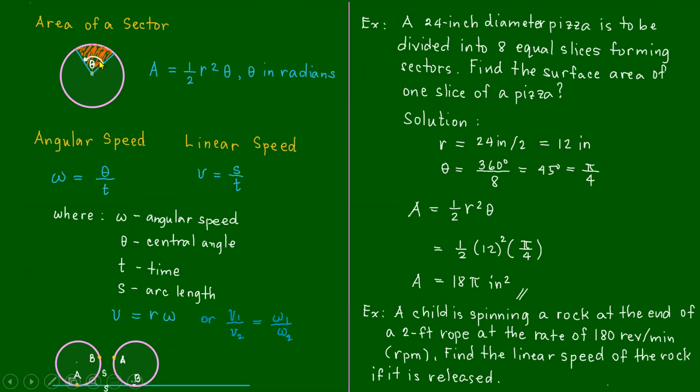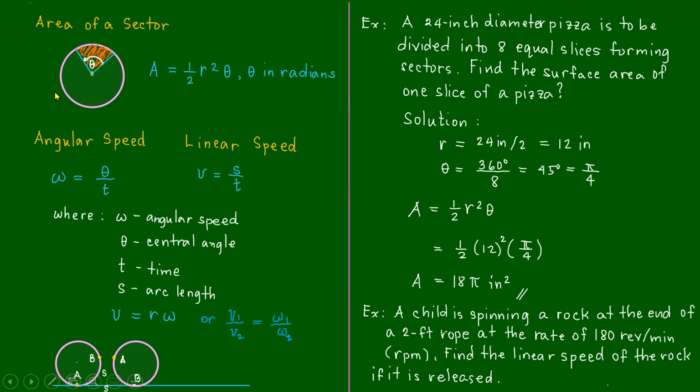Area of a sector. Now, how to get the surface area of, let's say, a slice of a pizza? This is the formula to get the approximate area of a slice of pizza, where theta is in radians. We have 1/2 r squared theta. So it is dependent on the radius and the central angle in radian measure.